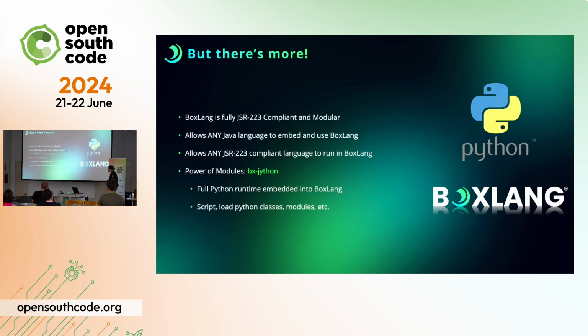This is how we created the Python module. BoxLang is fully JSR 223 compliant. It allows you to embed any Java-based language. There's a language I'm pretty sure you're familiar with, Python. There's a representation called Jython, so we created a module called Jython. This allows you to script in Python right within BoxLang. It can actually execute Python classes, Python modules, get results, etc. And the entire module is like 300 kilobytes, super small, but it's super easy to start building these modules.